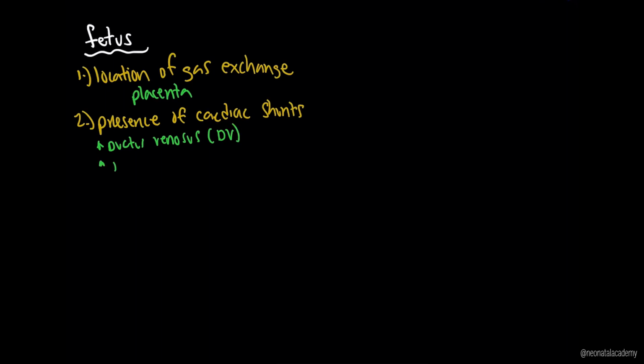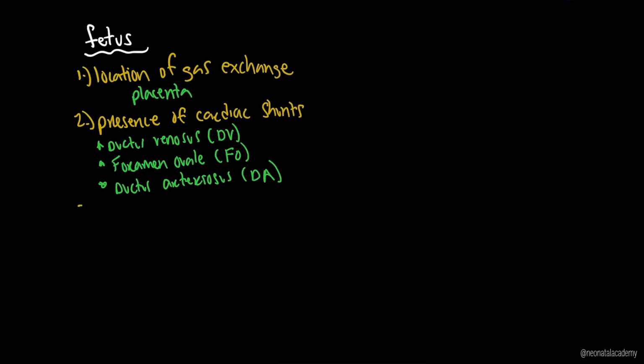Next is going to be the foramen ovale, which we will abbreviate FO. And then last but not least is going to be the ductus arteriosus. We will go over these more later on. We're going to abbreviate this one DA.